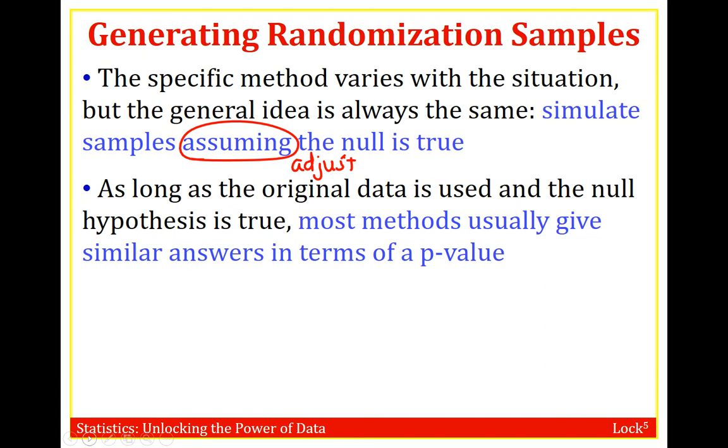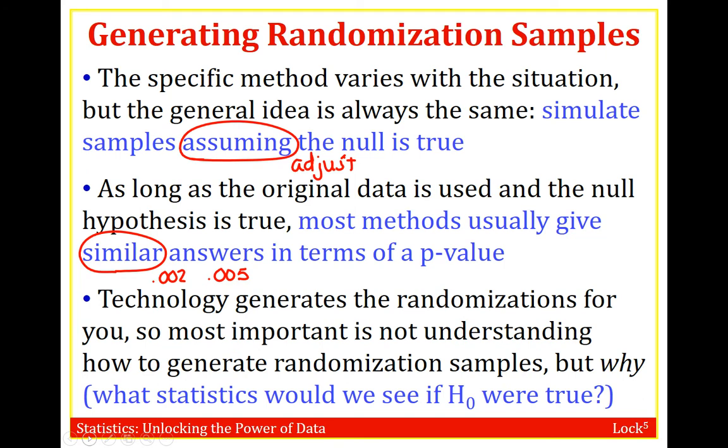As long as the original data is used and the null hypothesis is true, then the methods usually give similar answers in terms of p-value. Similar, right? I run the experiment, I get 0.002. You run the experiment, you get 0.005. That's similar. Okay, that is similar.